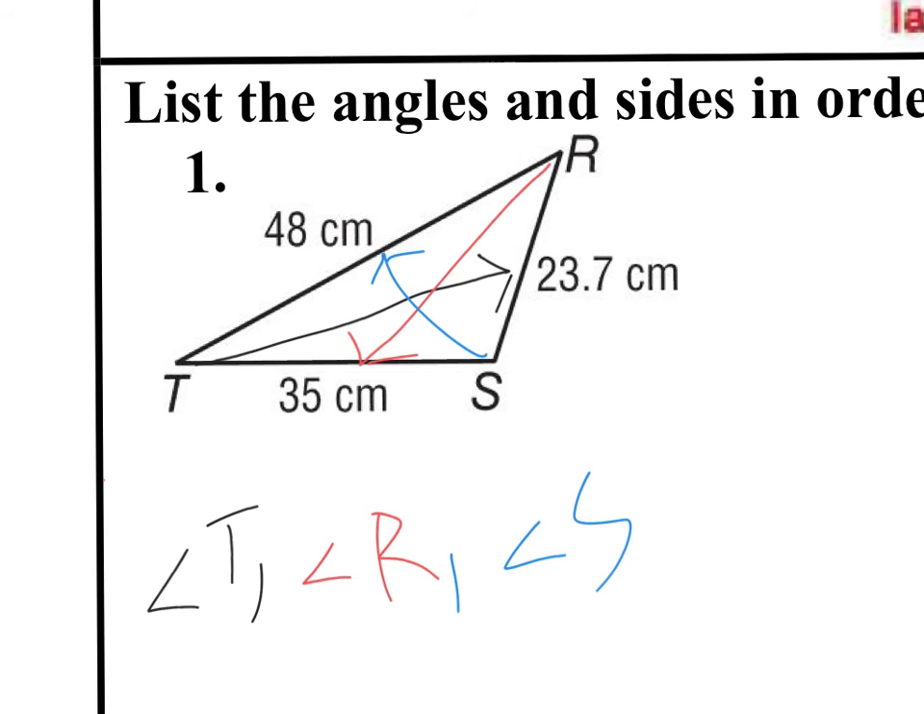All right. So then the next biggest one would be angle R, that is across or opposite from the 35, which is the next biggest one. And then 48 is the longest side. That's going to be across from angle S, or opposite of angle S. So that's how I got TRS.